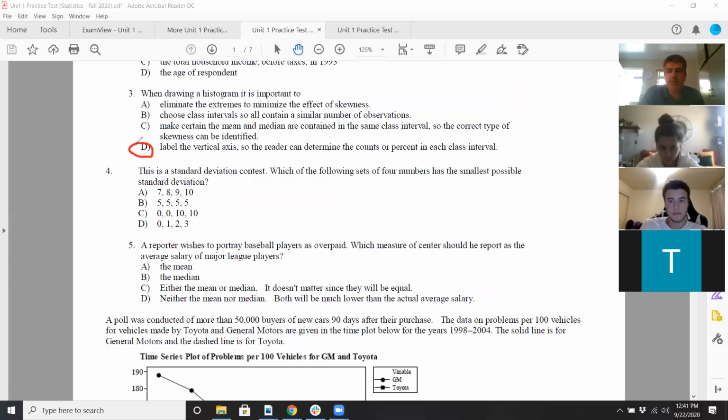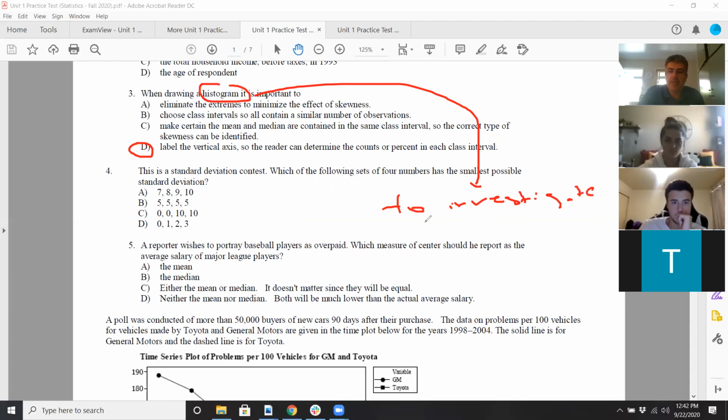Here's the thing: when you're doing a histogram, the whole point of a histogram is to investigate your data. And the way a histogram looks, and I remember, Isabel, you asked a question about the histogram and the bar plot. Typically, you say bar plots more for categorical data. Histograms tend to be more for numerical data. But they're very similar though.